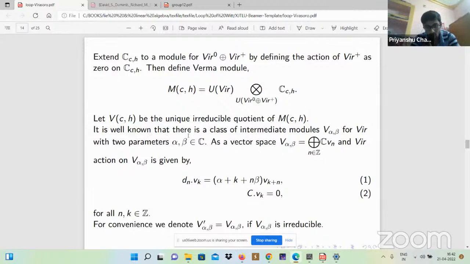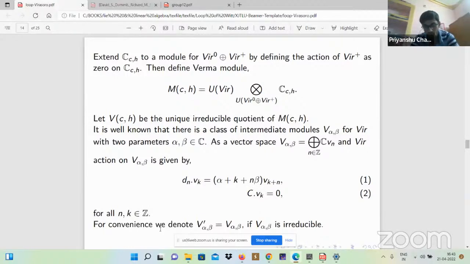It is well known that there is an intermediate series module V alpha beta for V with two parameters alpha, beta. As a vector space, this V alpha beta is the direct sum of C v_n, with n running over Z. The action of V on V alpha beta is given by d_n acting on v_k as alpha plus k plus n beta times v_{k+n}, and c acting on v_k equals 0 for all k, n in Z.